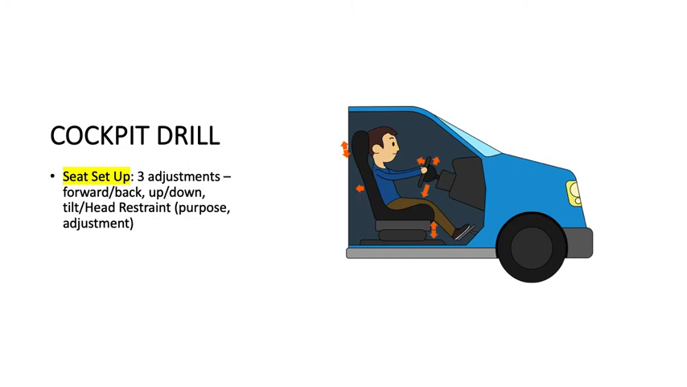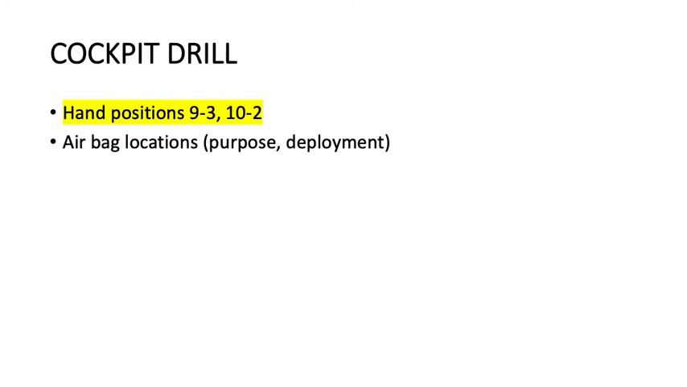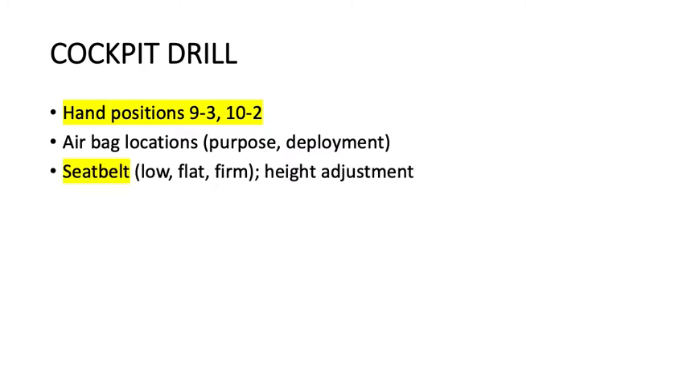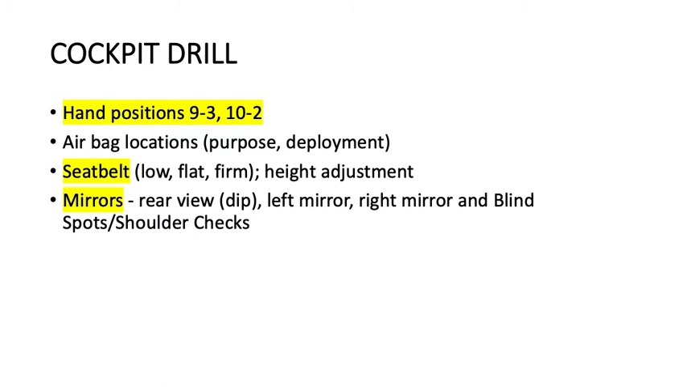So 3 adjustments with the seat, forward, back, up, down, the tilt as well, and the headrest. Go through the purpose and the adjustment. Make sure the steering is set up, they can see the gauges, and have maximum vision up ahead. Hand positions, 9 to 3 and 10 to 2, whatever's comfortable depending on the learner's preference or the way the steering wheel is structured and feels most comfortable, and also the airbag locations and awareness of those as well. Seatbelt, low, flat and firm, height adjustment as well.